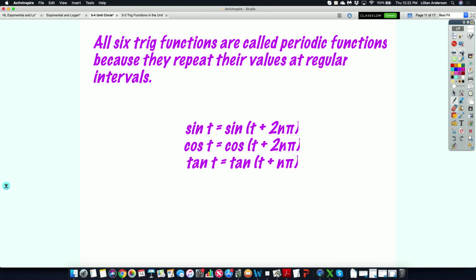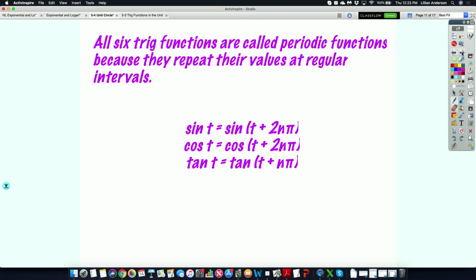Now, I don't necessarily want you to write this down, but I need you to realize this because it's going to play a part when we actually look at the graphs of these functions, is that all 6 trig functions are called periodic functions, okay? Periodic functions means that they repeat the exact same values at regular intervals, okay? You know when we were doing coterminal angles?